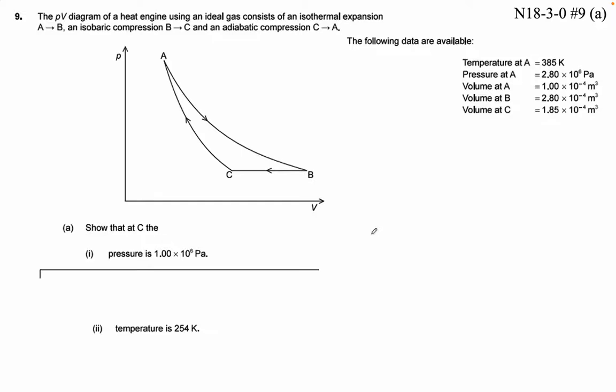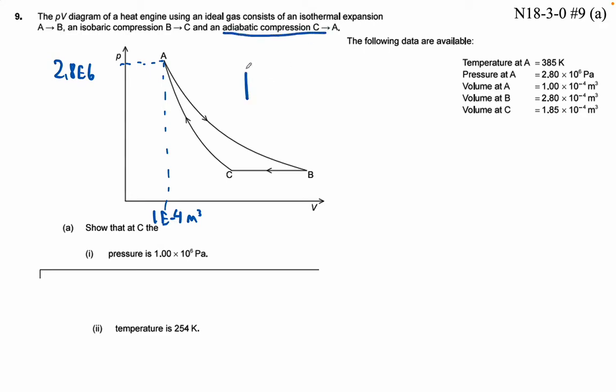Okay, let's see. Show that at C, the pressure is 1 megapascals. Well, here's the thing that we know. We know the pressure and the volume at A, right? We know this pressure is 2.8 megapascals. And then we know that this volume is 1 times 10 to the minus 4th cubic meters, right? And we know that from A to C is an adiabatic process, right? C to A is adiabatic.